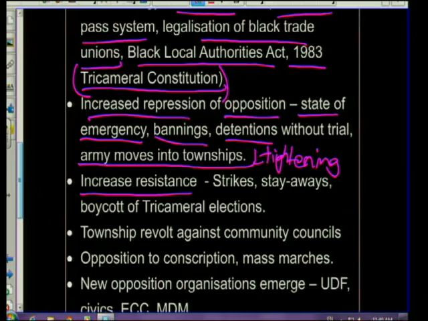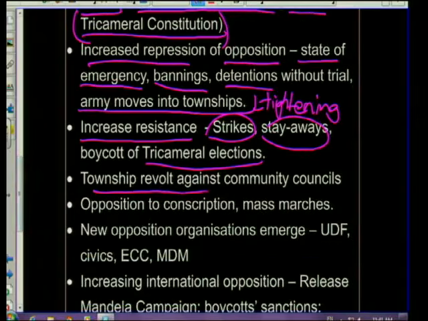We see in this period also there's an increased resistance, more strikes, more stayaways, and the one thing that became a sore point for the blacks in South Africa and non-whites in South Africa was the tricameral system, thereby leading to a mass boycott of the first tricameral election. In the townships, there was again a growing revolt against community councils, because they also saw it as a way of more repression by the apartheid state.